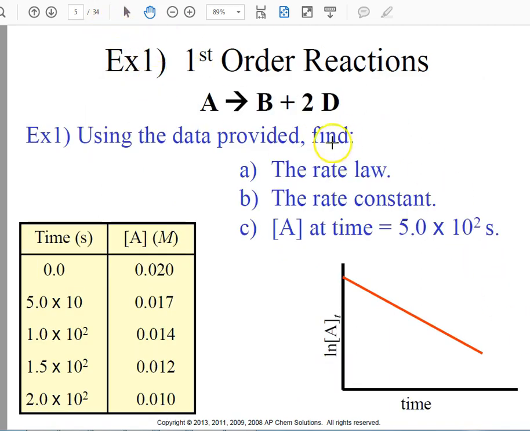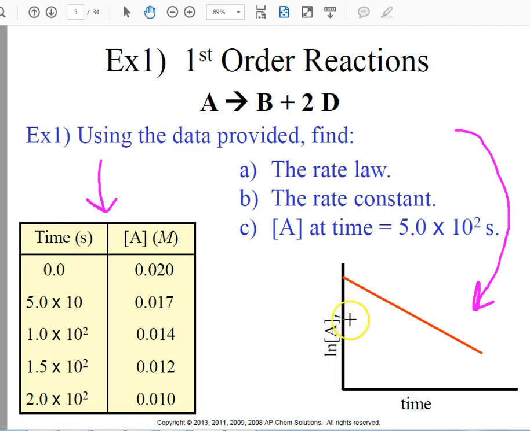All right, so here's an example problem. Using this table and this graph, these are the two pieces of information we have. They want us to find the rate law, the rate constant, and the concentration at a specific time. So if you remember back to when we were doing the table method in the last lesson, we always had more than one experiment in our initial rates. In this type of problem, we're going to have one experiment that we follow over a period of time. So in this experiment, we have time and we have the concentration over that period of time.